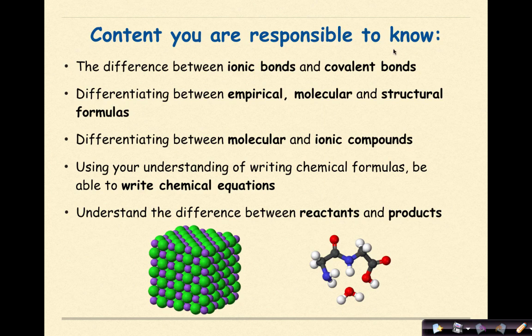Content you are responsible to know: the difference between ionic bonds and covalent bonds, being able to differentiate between empirical, molecular, and structural formulas, differentiating between molecular and ionic compounds, using your understanding of writing chemical formulas, be able to write chemical equations, which we'll talk a lot about in the future, and understand the difference between reactants and products. So these are the things that you should be able to do by the end of this chapter of your book.